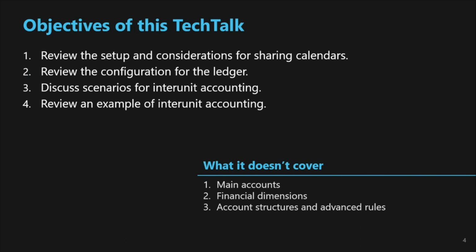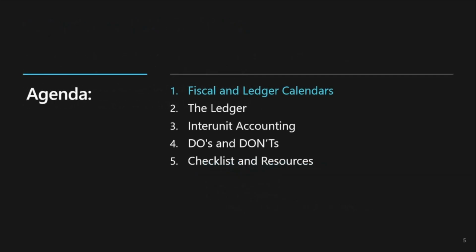I also encourage you to make sure that you do get registered for Part 5. Part 5 is happening next week. And just so you're aware of what we're going to be covering in Part 5, we have pulled together a whole new series of patterns and anti-patterns all around planning and configuring your chart of accounts, including patterns and anti-patterns around main accounts, financial dimensions, account structures, advanced rules, calendars, and the ledger. If you haven't already registered for that, make sure you get registered, and we hope to see you here next week. So with that, we're going to go ahead and dive right in with our first agenda topic, which is the fiscal and ledger calendars.